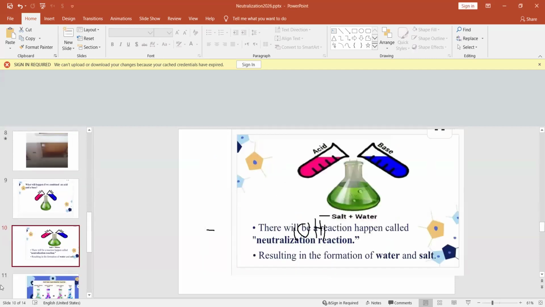This is formed when the acid and base react together. Guys, why do we call it a neutralization reaction? What's the main purpose we call it the neutralization reaction?